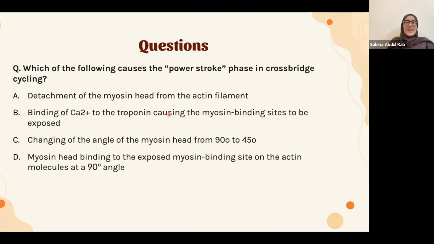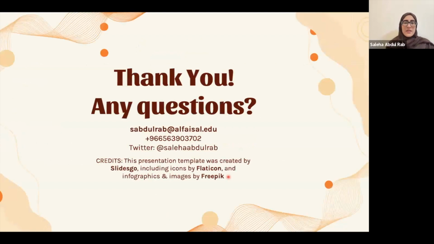Which of the following causes a power stroke? Is it A, detachment of the myosin head from the actin filament, B, binding of the calcium to the troponin, C, changing of the angle of the myosin head from 90 degrees to 45 degrees? I don't know why it looks messed up. Let me fix that. Or is it D, the myosin head binding to the exposed myosin binding site at the angle? The answer is C. Okay, perfect.